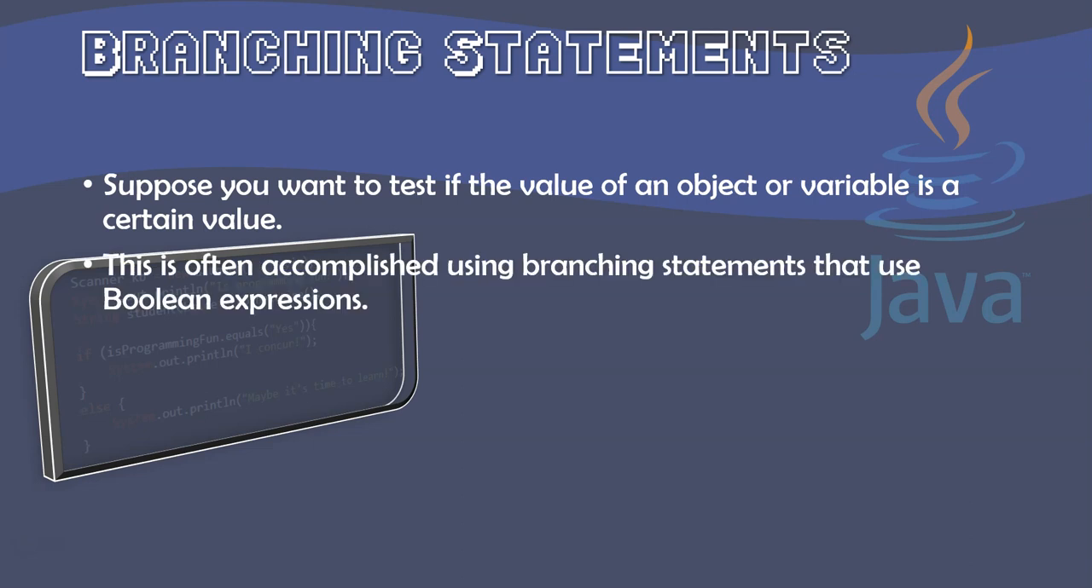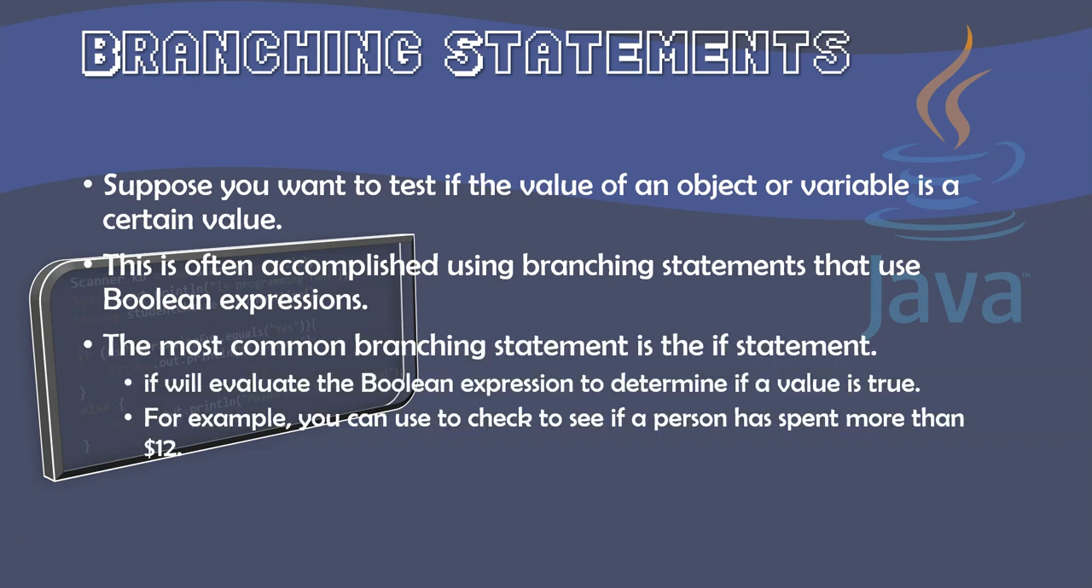This is often accomplished by using branching statements that use what's known as boolean expressions. The most common branching statement, of course, is the if statement. If will evaluate the boolean expression simply to see if the value is true. For example, we can use it to check to see if a person has spent more than $12. We can just say, is it greater than 12? And that's an easy way for us to do this.